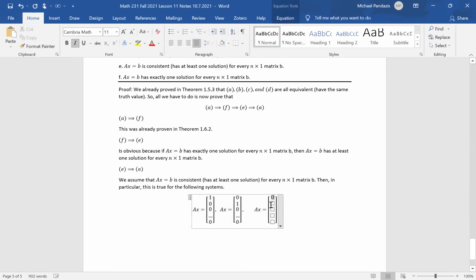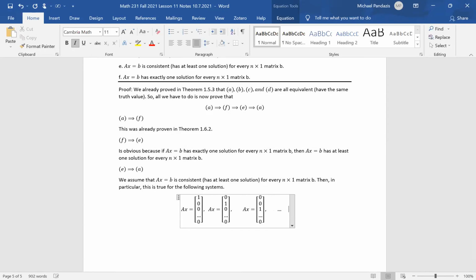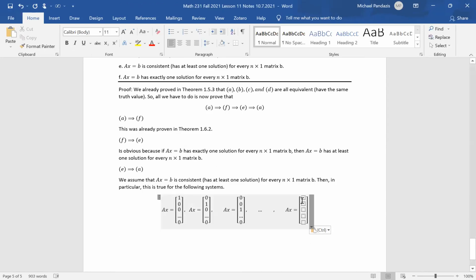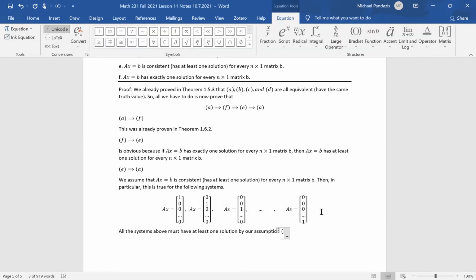AX equals 0, 0, 1, dot, dot, dot, 0. There's only one 0 there. Also has at least one solution. Dot, dot, dot, there's a whole bunch of other ones in between. And then also AX equals 0, 0, 0, dot, dot, dot, continuing zeros, where the last one is 1. So in particular, this is true for the following systems. All the systems above must have at least one solution by our assumption, by our assumption statement E.